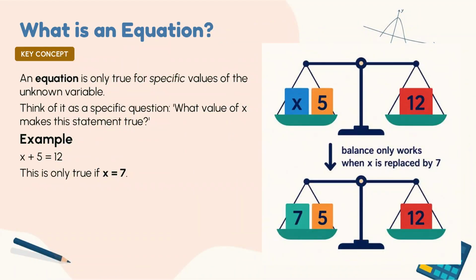An equation is a statement that is only true for specific values of the unknown variable. Think of an equation as a question. It is asking, what value makes this statement true? For example, x plus 5 equals 12. This is only true when x equals 7. If x was 6, the left-hand side would be 11, not 12. If x was 10, the left-hand side would be 15, not 12. So x plus 5 equals 12 is an equation because it is only true for one specific value of x.